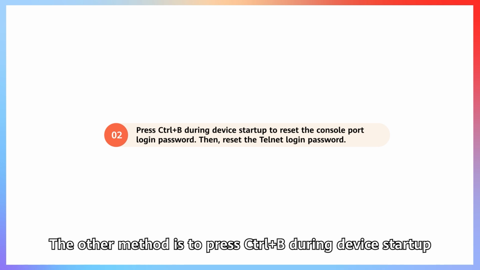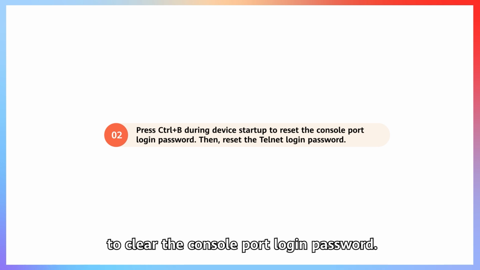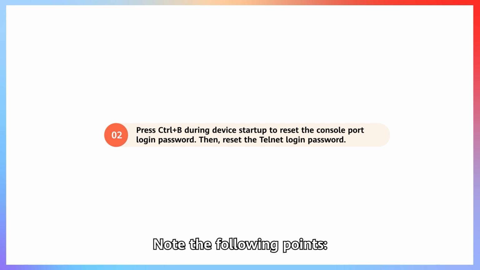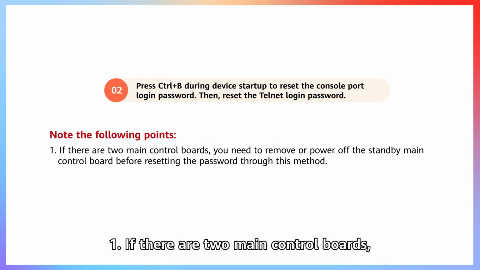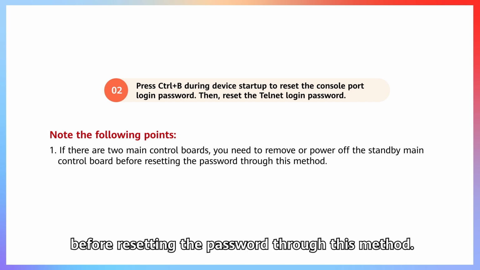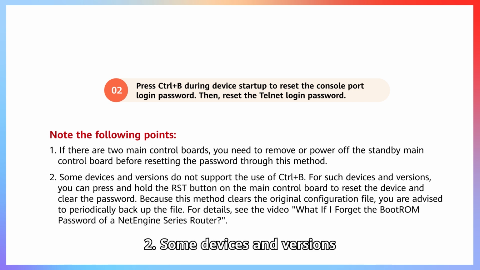The other method is to press Ctrl and B during device startup to clear the console port login password. Note the following points. First, if there are two main control boards, you need to remove or power off the standby main control board before resetting the password through this method. Second, some devices and versions do not support the use of Ctrl and B.